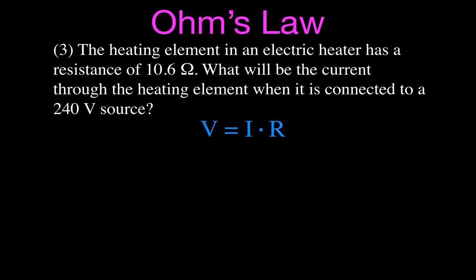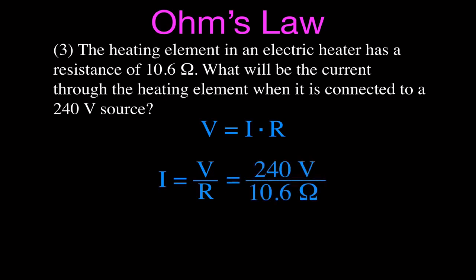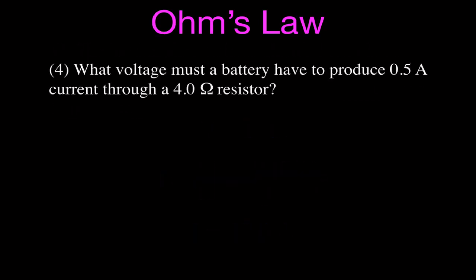Now in this case, we're given the voltage and the resistance, so we're going to use our Ohm's Law equation rearranged for current, which is the voltage divided by the resistance. That gives us 240 volts divided by the resistance of 10.6 ohms, and that tells us the current is 22.6 amperes. Okay, coulombs per second.